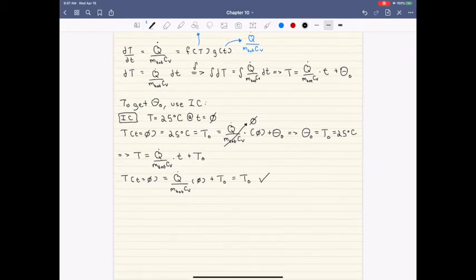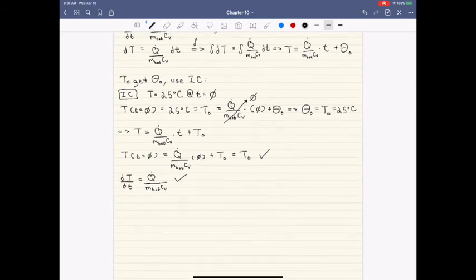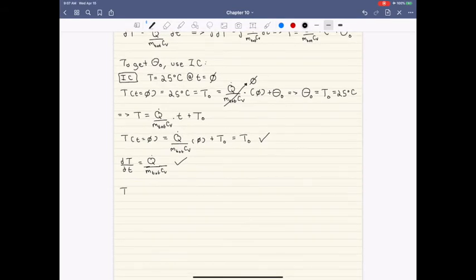Let's now check to see if it satisfies the differential equation we started with. So if we take a derivative of our temperature equation, what we're left with is just Q dot divided by total mass and CV. And so that also satisfies the differential equation that we started with. And so our temperature equation seems to be accurate. So I'll box that in here.